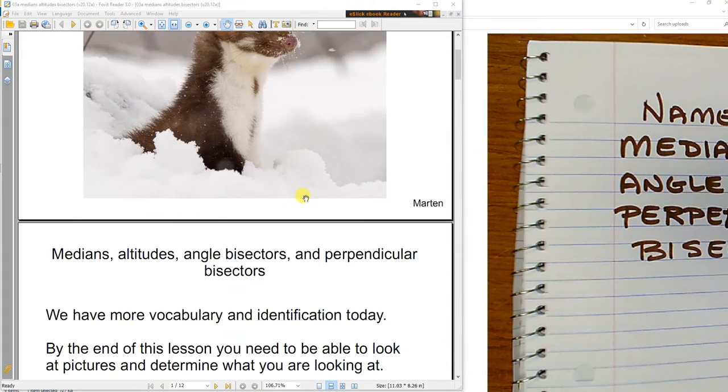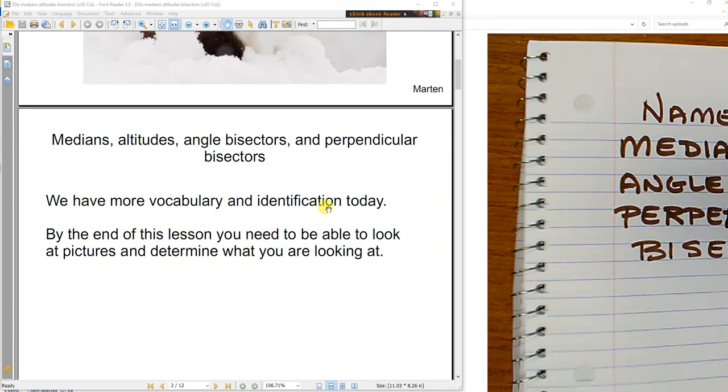So let's start with medians. We have more vocabulary and identification today. By the end of this lesson, you'll be able to look at a picture and determine what you are looking at using words like median, altitudes, angle bisectors, perpendicular bisectors.